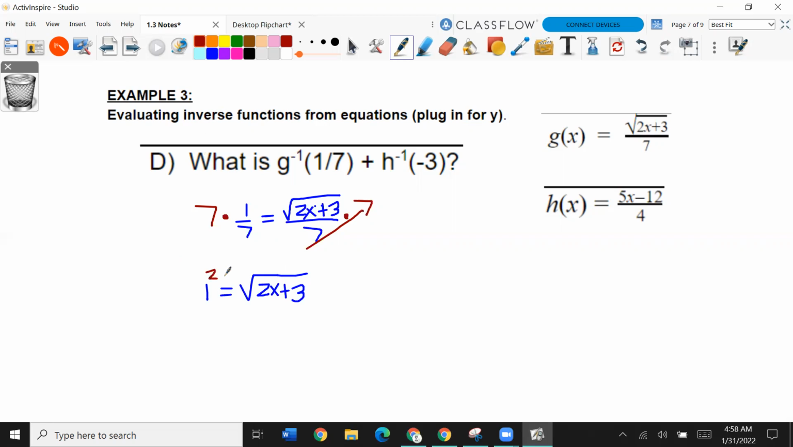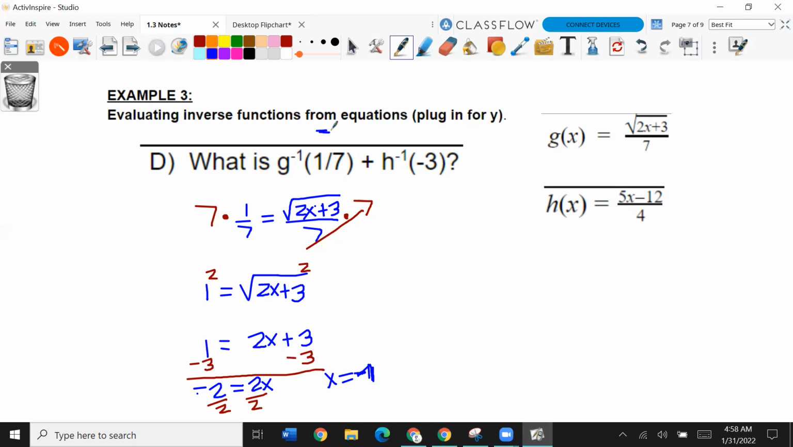Okay, square both sides. 1 squared is 1. But now I don't have a square root. So my last steps would be to minus 3 from both sides. 1 minus 3 is negative 2. And then divide by 2. So negative 2 divided by 2 is negative 1. X is negative 1 for that.